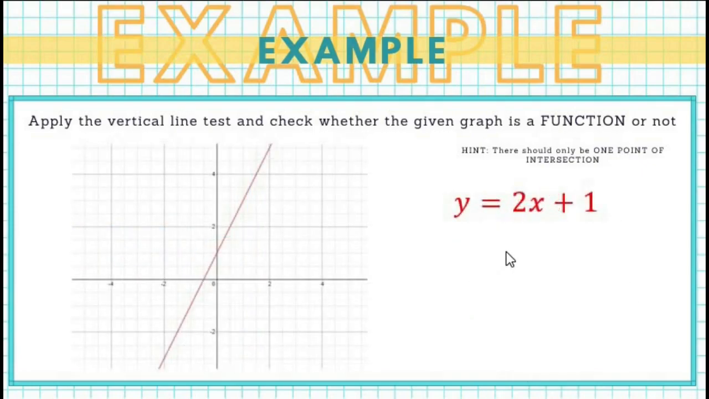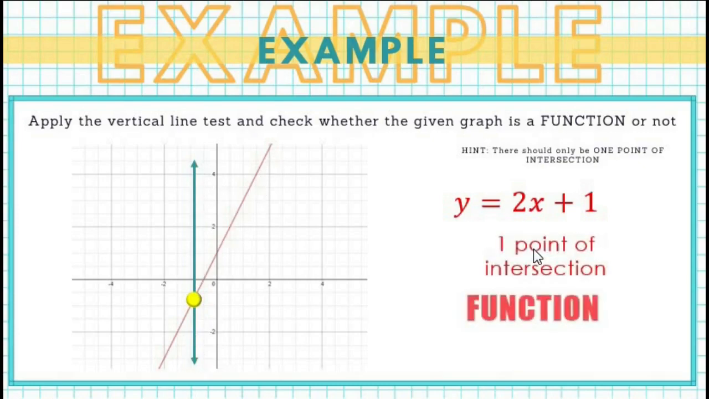Therefore, we can say that this is not a function because there are infinitely many points of intersection. Okay, next example, we have the equation y equals 2x plus 1 represented by this graph. So again, it's up to you where you would like to draw the vertical line. But say for example, I want to draw my vertical line here. Then check for points of intersection. Again, there's only one point of intersection given this diagonal line and my vertical line. Okay, hence we consider this graph as a function.